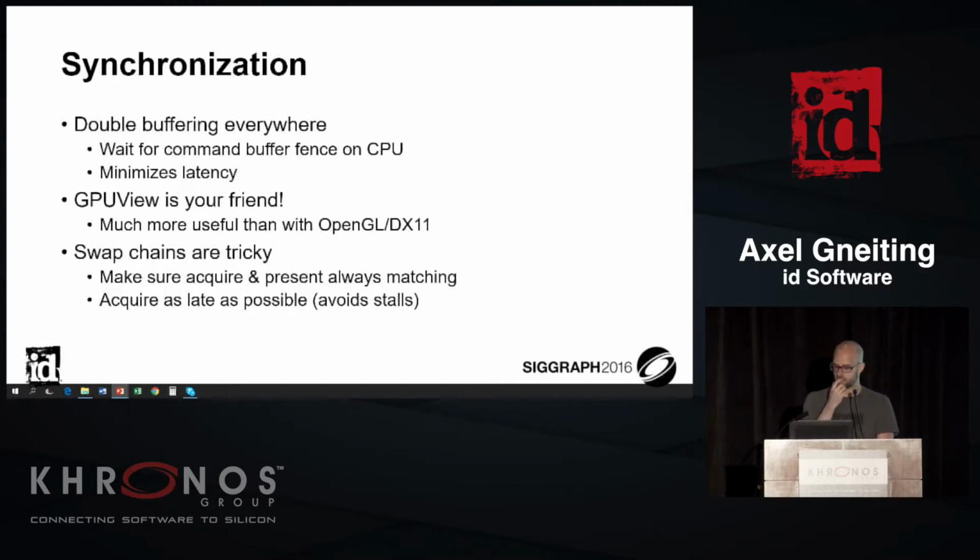For synchronization, we double buffer everything, which minimizes the latency, so after every GPU frame, we just sync it on the CPU again. This, again, minimizes latency. To debug this, GPU view is really useful, so much more useful than for OpenGL and DirectX. I'm going to do another slide on this. And for synchronization, swap chains are really tricky. Make sure that you always acquire and present so that this is always matching, otherwise you get into really weird issues. And what we also figured is that the acquire call needs to be as late as possible on the CPU frame. So we do this right before submit, before we create the command buffer for the final upsample.